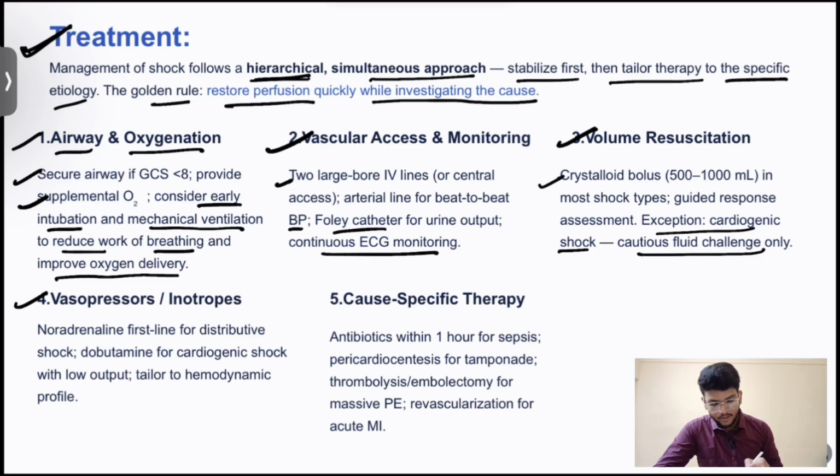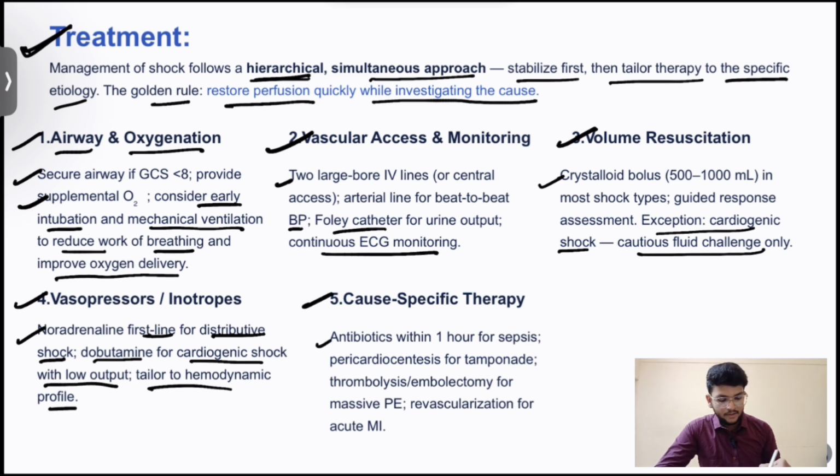Vasopressors and inotropes are used. Noradrenaline is the first-line drug for distributive shock. Dobutamine is used in cardiogenic shock with low output, tailored to the hemodynamic profile. Cause-specific therapy: antibiotics within 1 hour for sepsis, pericardiocentesis for tamponade, thrombolysis or embolectomy for massive PE, revascularization for acute MI.